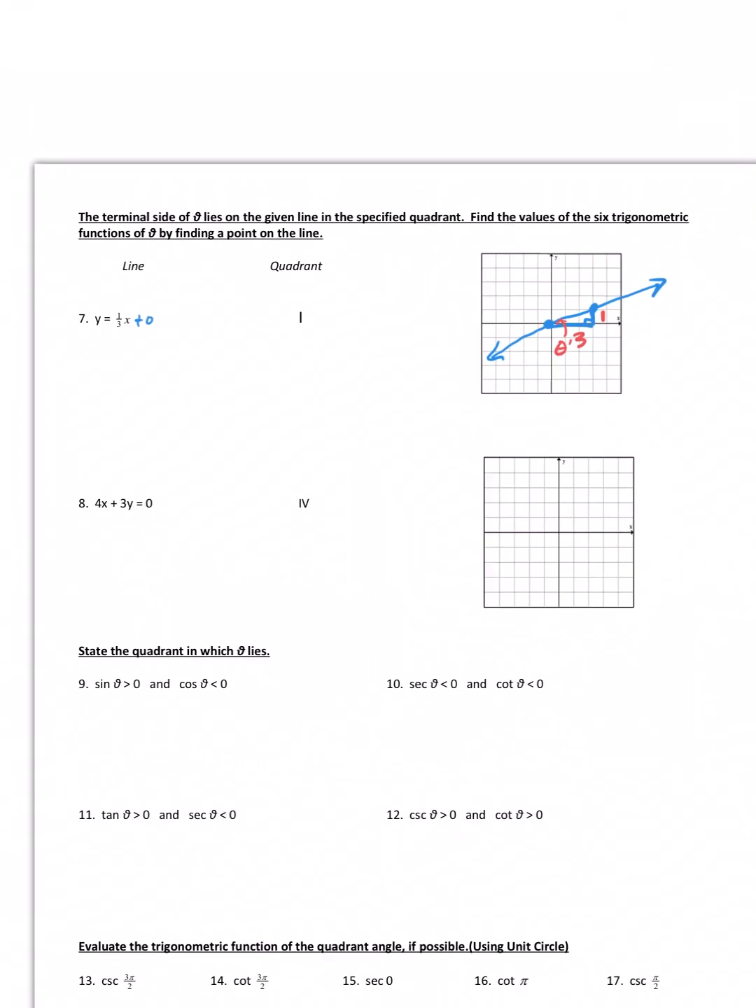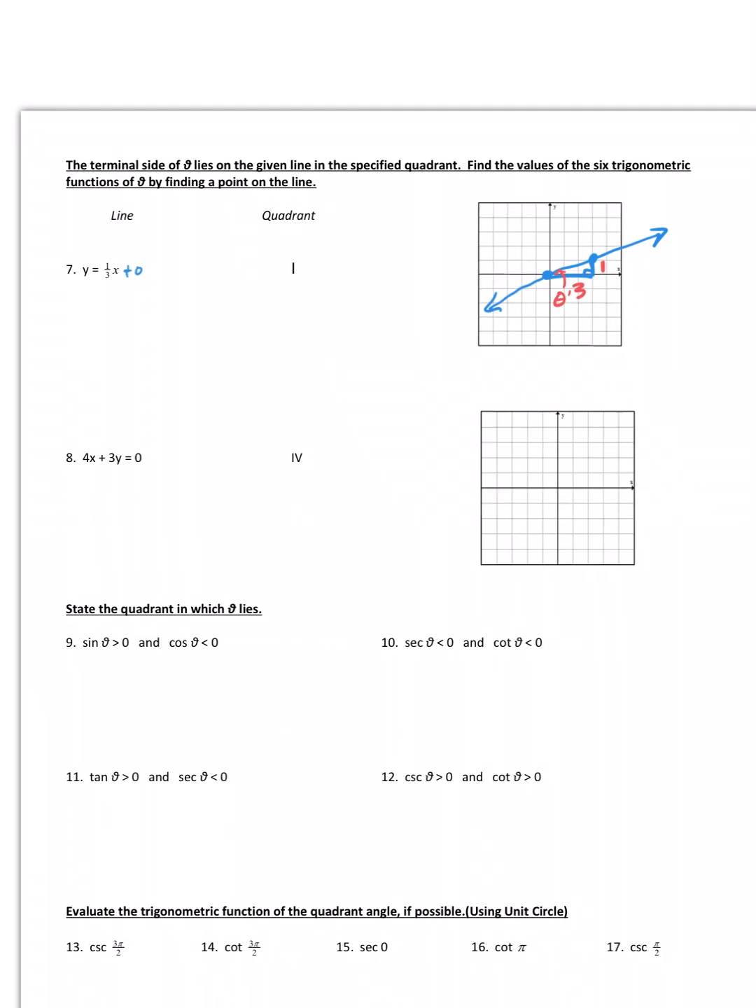We can find then, we know it's in quadrant 1 because it tells us so right here. We can find the hypotenuse pretty simply. 3 squared plus 1 squared gives me what, 10? So the square root of 10 is my hypotenuse. It's always positive. It says find the values of the 6 trig functions.